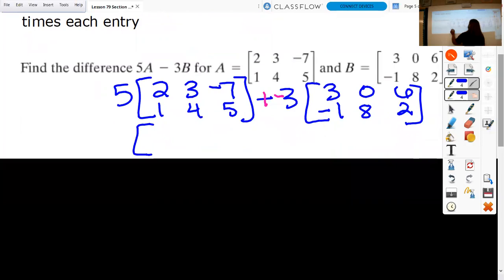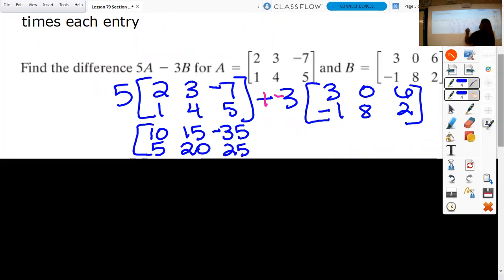So I get 5 times 2 is 10. 5 times 3 is 15. Times negative 7 is negative 35. Times 1 is 5, 20, and 25. I'm going to add to that.